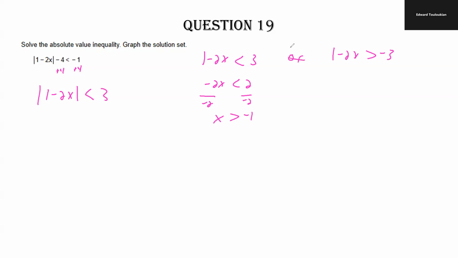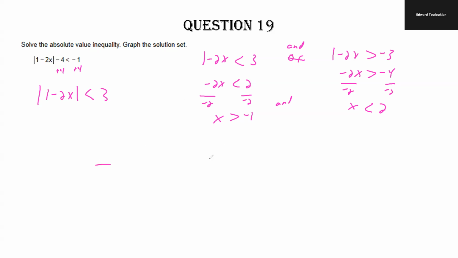It's got to be greater than negative 1, and x has to be, let's see, if I subtract 1, negative 2x is greater than negative 4. Divide by negative 2. X has to be, well, I guess it could be or. X has to be less than 2. Okay, once again, divided by a negative 2. So you have to be greater than negative 1 and less than 2. So that's our range.